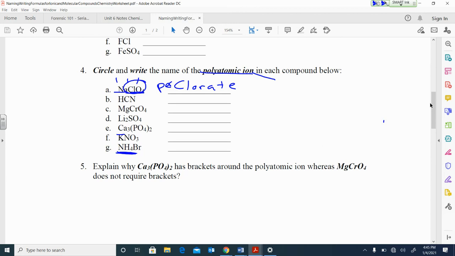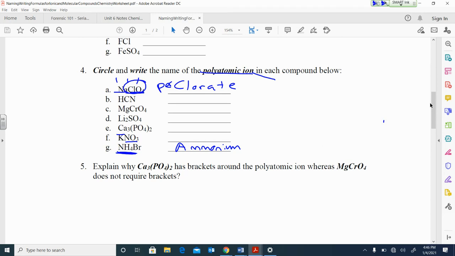It's the only polyatomic ion that is positive. Positive ions are written first. So NH4, when I look it up on my polyatomic ion sheet, is ammonium. And that's it. All the rest of these are going to have the polyatomic ion as the second thing, which is the one you're looking for on your polyatomic ion sheet. Okay, so number five.